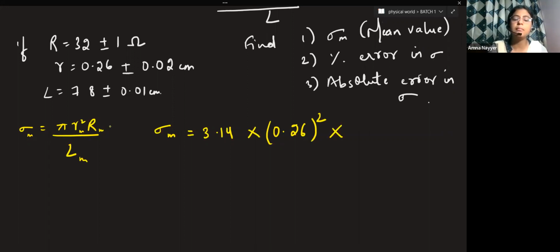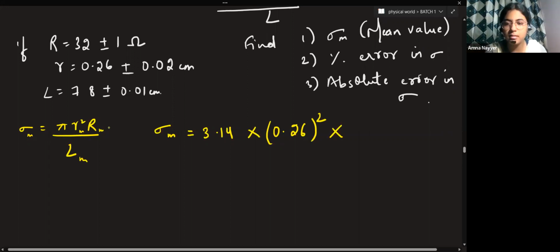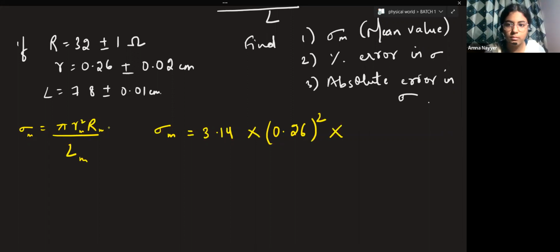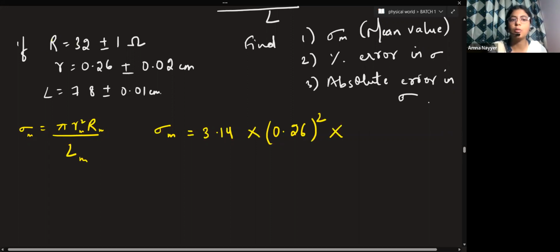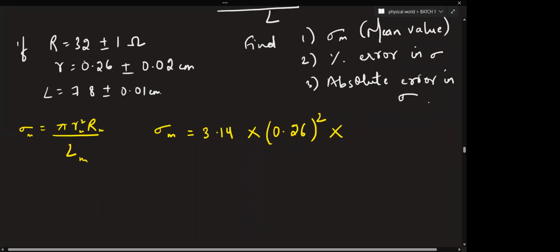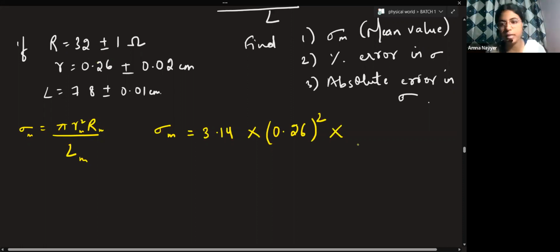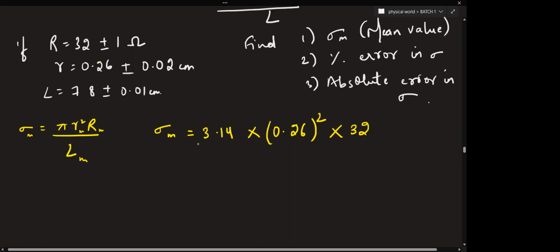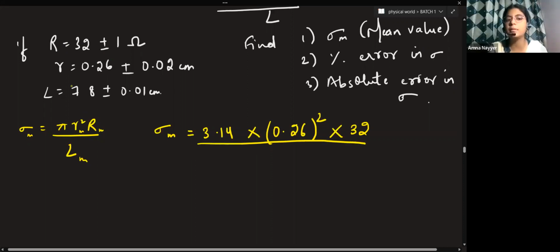What is capital Rm, Arnav? Resistance mean value? This is capital R's value. Out of it, what is Rm? 32 or 1? 32, ma'am. 32. The first term is always written as the mean value, so it will be 32. This is 32 divided by Lm, which will obviously be 78. This is 78. Now you just have to solve this term, that will give you sigma m.